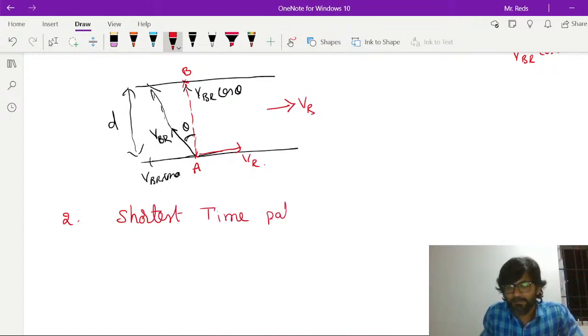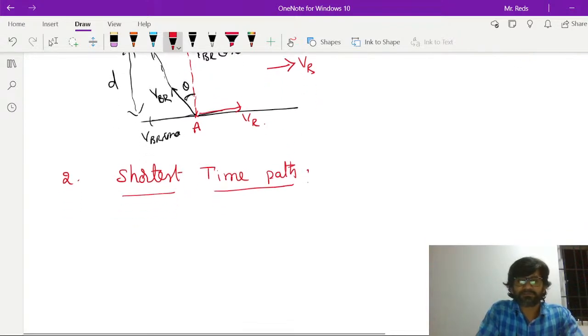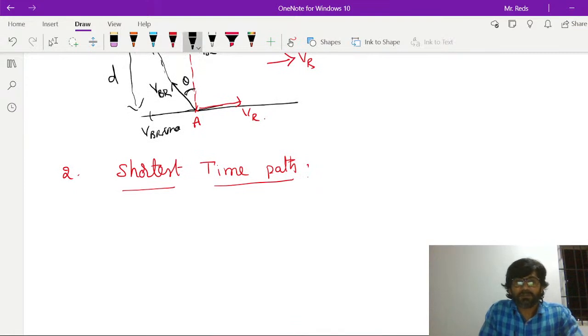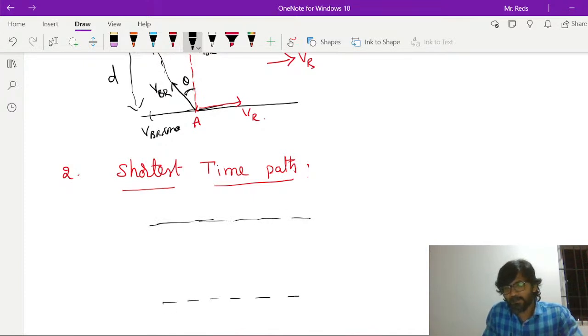Shortest time path. To understand this, let us consider the same scenario. This is the river, one bank of the river, another bank of the river. On this bank, let us consider a point A here, and exactly opposite, point B, to cross the river in shortest time.